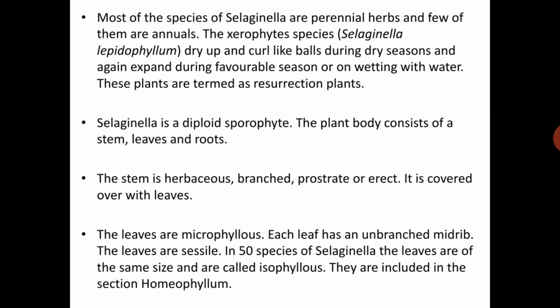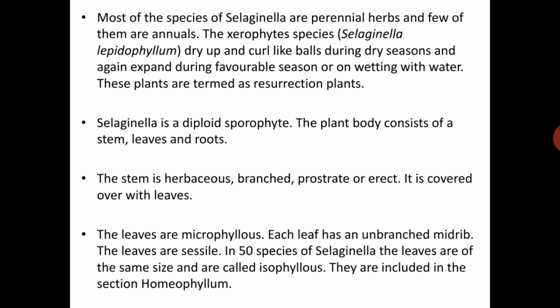Selaginella is a diploid sporophyte. The plant body consists of a stem, leaves, and roots. The stem is herbaceous, branched, prostrate or erect. It is covered over with leaves. The leaves are microphyllous. Each leaf has an unbranched midrib. So here the leaves are microphyllous and have an unbranched midrib.